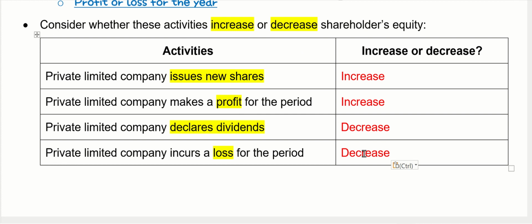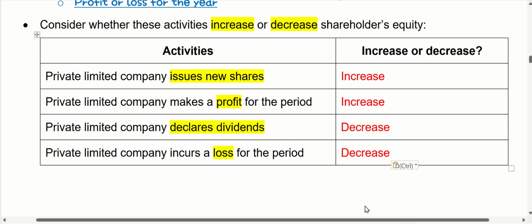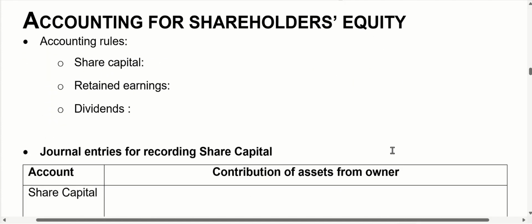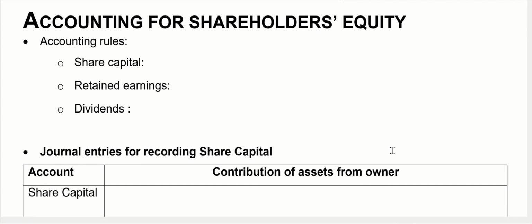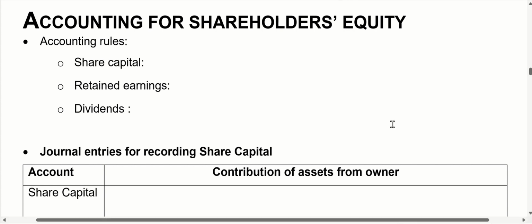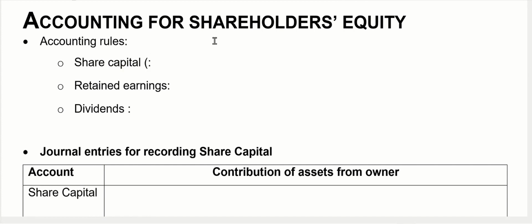All right, so now you are more familiar with the terms of shareholders' equity for a private limited company. Let's move on into accounting for shareholders' equity. Now there are three main items here: share capital, retained earnings, and dividends. And we need to know what that accounting rule is so that we know whether to debit it or credit it. Now, shareholders' equity is similar to capital in a sole proprietorship.